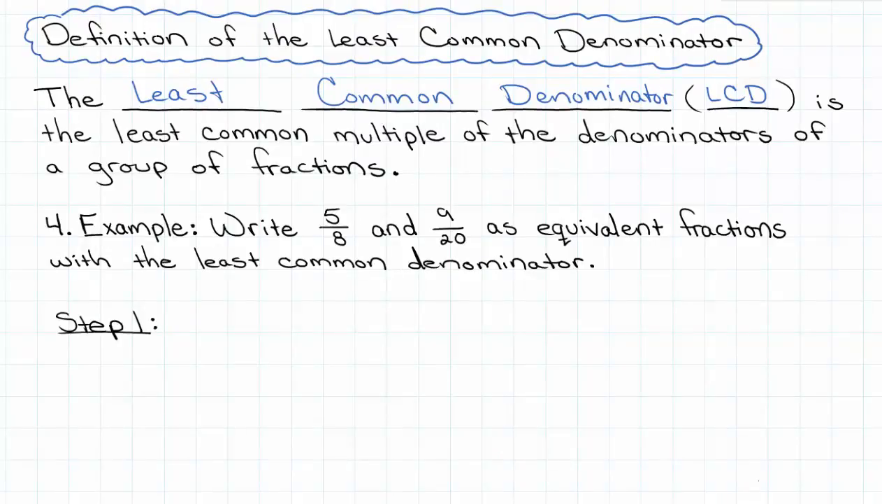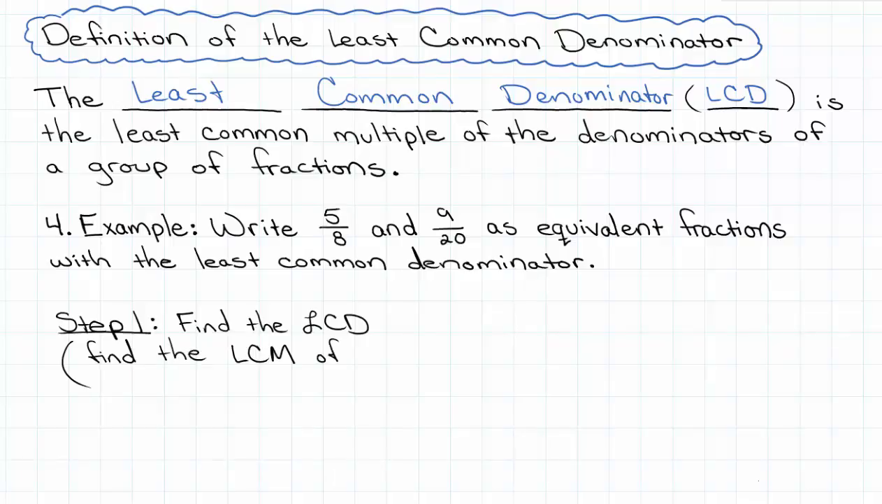Alright, so we're going to combine these two ideas into one. We're going to combine the idea of the LCM with the idea of equivalent fractions. Let's use this example. Write 5/8 and 9/20 as equivalent fractions with the least common denominator. The first step is to find the LCD. Finding the LCD means the same thing as finding the LCM of the denominators. So I'm just going to go ahead and write that in parentheses. We're going to find the LCM of the denominators. We already know how to do this step because we learned it when we covered Section 1.2 Objective 2, to find the least common multiple of 2 or more numbers.